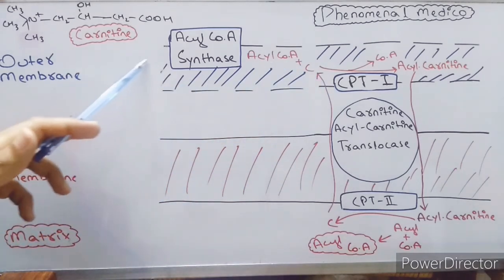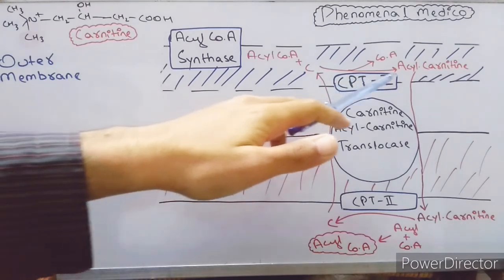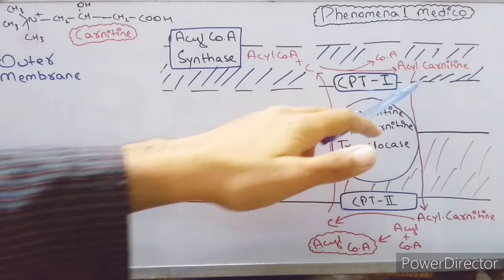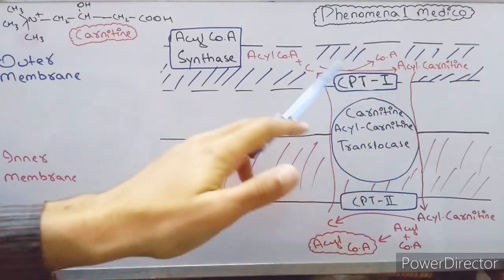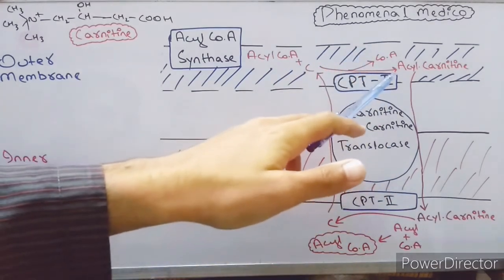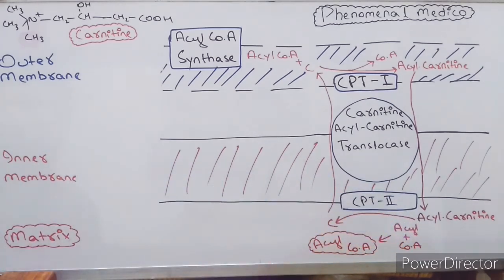As you can see, this is the outer membrane. It results in the formation of a molecule known as acyl carnitine. This carnitine molecule helps in translocating the acyl coenzyme A molecule from the outer membrane to the mitochondrial matrix, where the machinery required for beta oxidation is present.